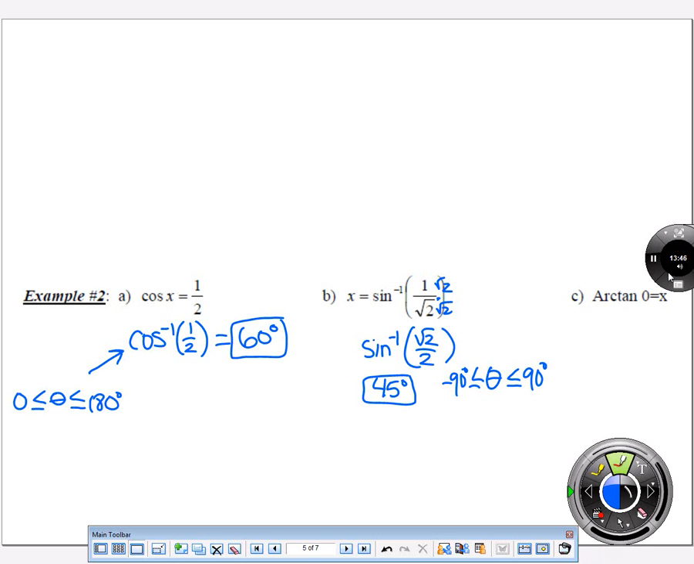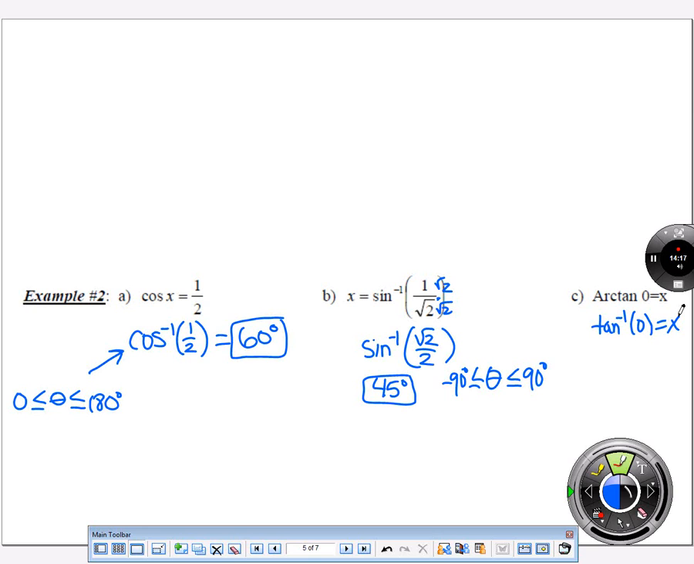So for part C, it says the arctan of 0 equals x. Remember, arctan is the same thing as them saying inverse tangent. Okay. So I'm looking for an angle whose tangent is 0. Which types of positions on the unit circle have a chance at having a tangent of 0? 45s, 30s, 60s, or something different than that? Something different than that, right? Like at the corners where 0 is actually a coordinate.